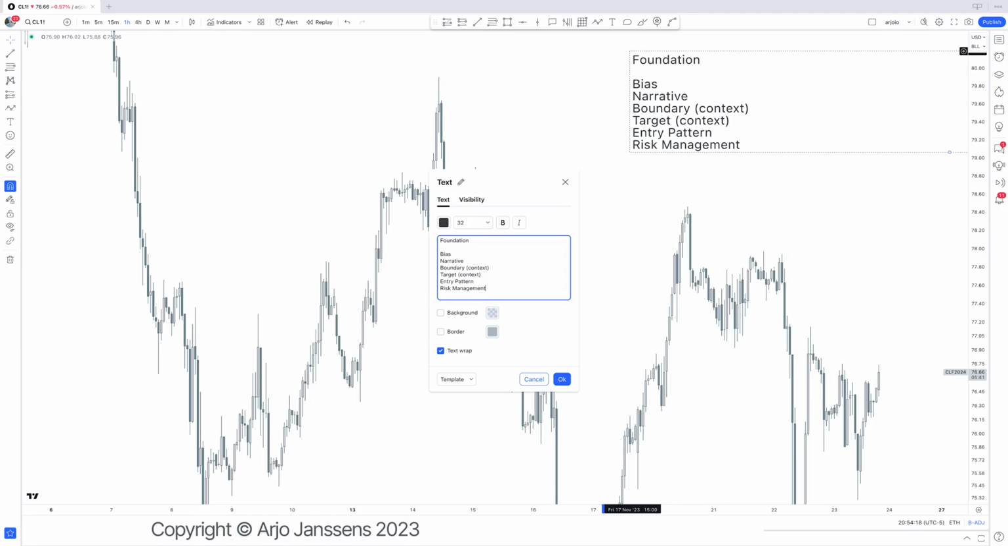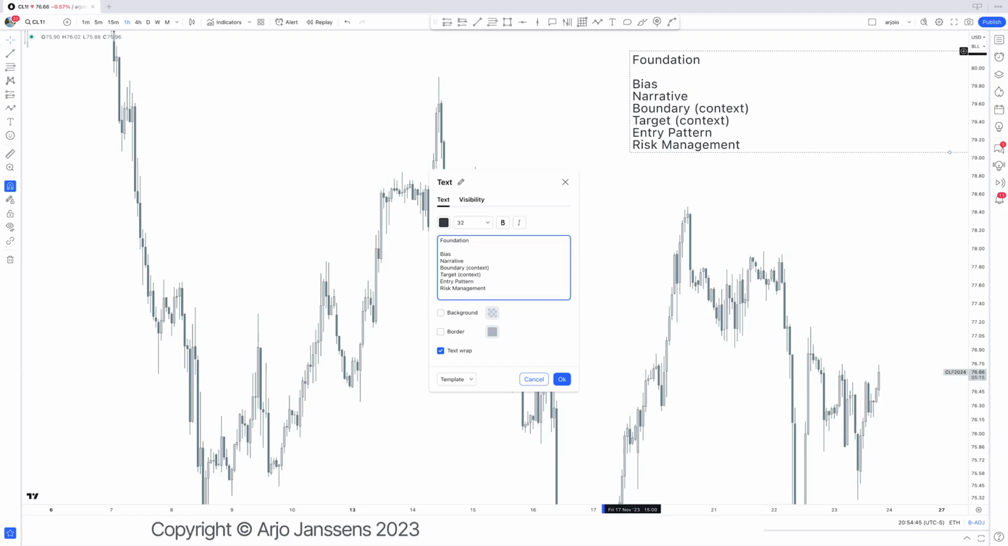So if we understand bias, all right, on to the next one. Narrative, we understand it. All right, on to the boundary, we understand it. Onto the target, we understand it. Perfect. Entry pattern, then the risk management. That leads to a profitable trade ID. Of course, we will also take losses, so this can sometimes lead to an unprofitable trade ID. It is what it is. Overall, over a longer period of time, we will be profitable.